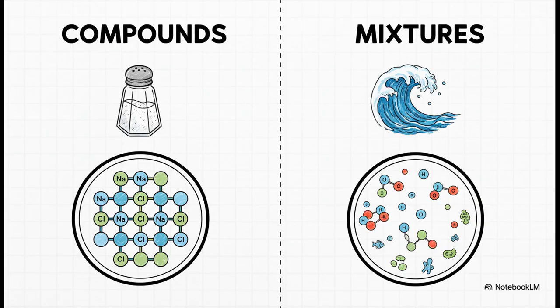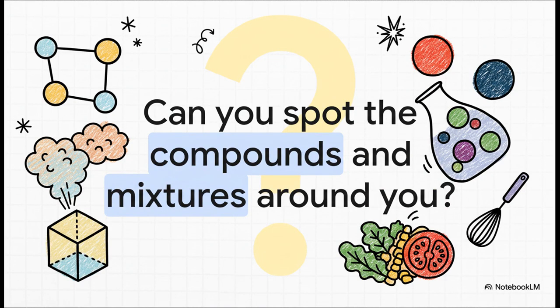And hey, what about that question we started with? Well, now you know. The table salt in your shaker is a pure compound, NaCl. But ocean water? That's a mixture. It has that same salt in it, but it's all mixed up with water and a whole bunch of other minerals and substances. So I'm going to leave you with a little challenge.